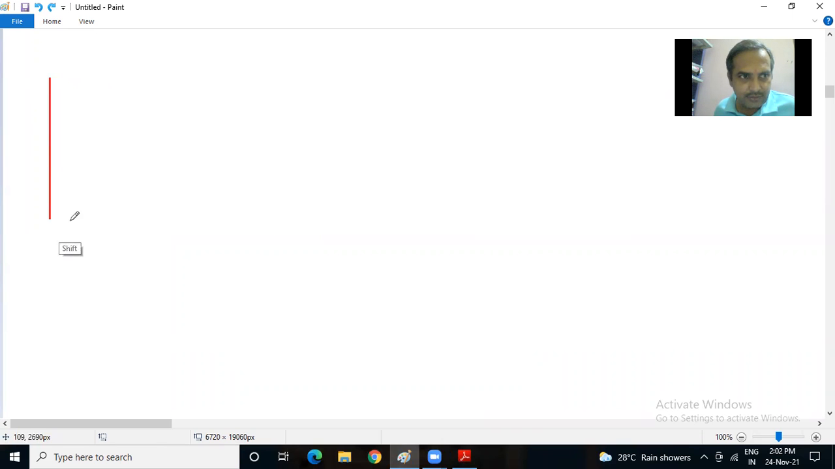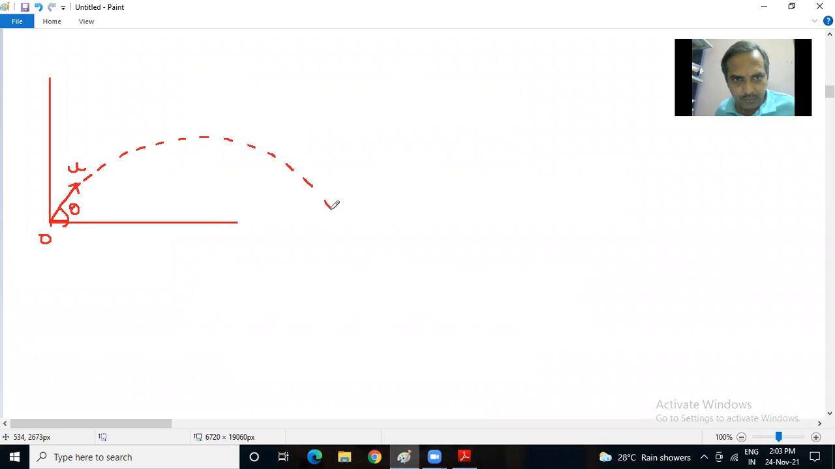Say, take this is the y-axis, this is the x-axis. A body is thrown upwards, providing initial velocity u at an angle theta from point O. So it follows the parabolic path and finally reaches the ground. It covers the maximum horizontal distance, that is called range. This I explained in the previous video.